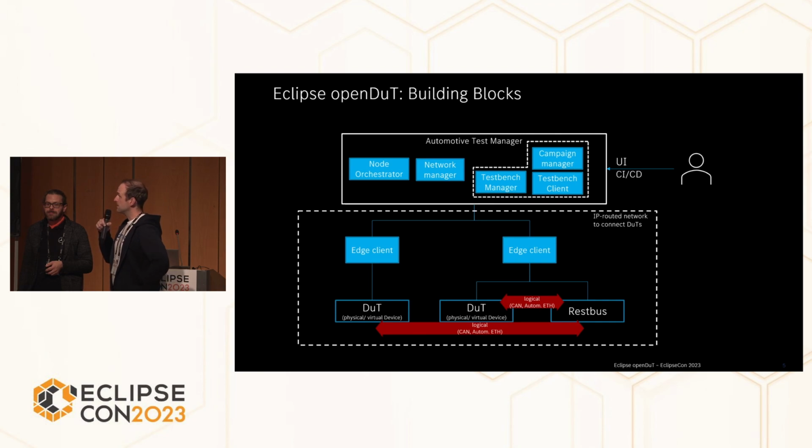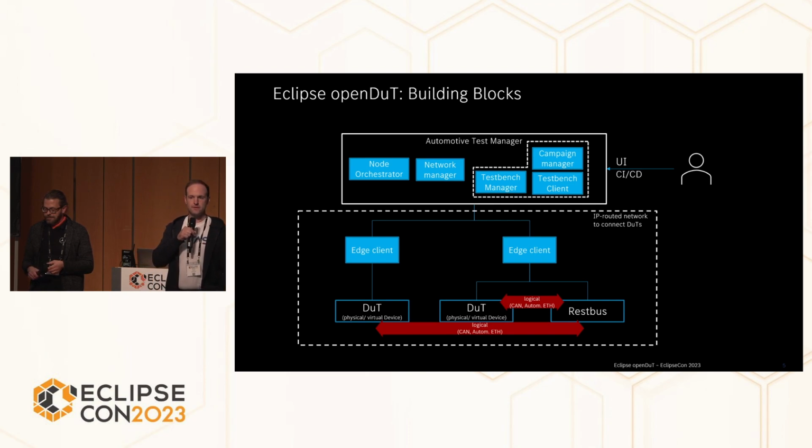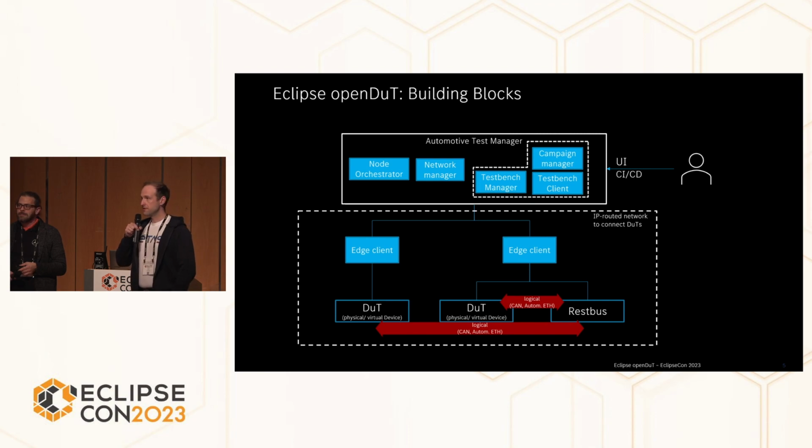And finally, the test bench client. This is lastly the test logic. So if you, for example, have a security test, then you want to run a scanning or a fuzzing, or in a safety test or conformance test, you want to run a functional test. You want to check for specific requirements. This is finally done by the test bench client, which works together with the edge clients and later executes the tests on the individual devices, on the openDuTs.